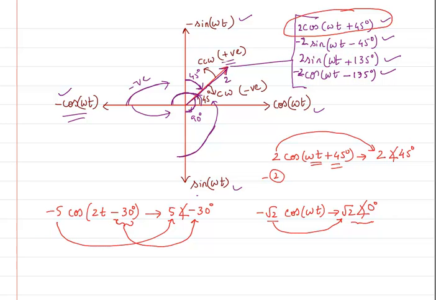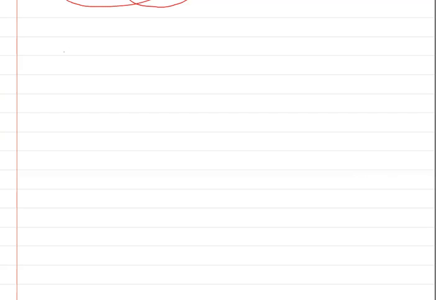Now suppose I am having another one, let's say 10 times sine omega t plus 45. Now how will you write it? We will think that okay, 10 I will write as such, and angle 45 degree I will write as such, so it will be 10 angle 45 degree.